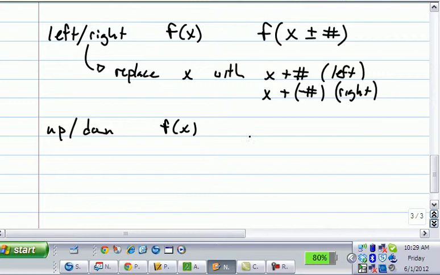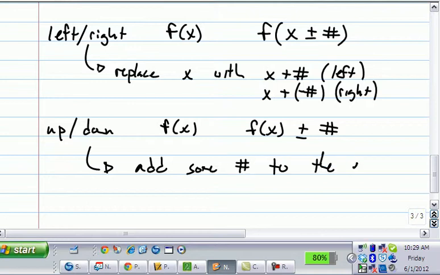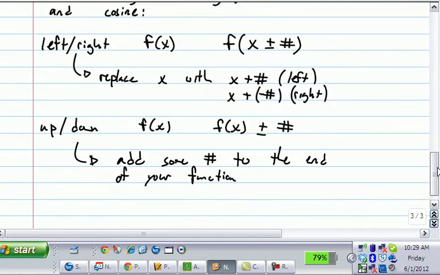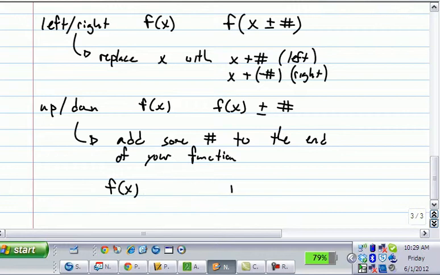Okay, the next one was up, down. So f of x becomes f of x plus or minus some number. This was add some number to the end of your function. So f of x plus 6, x squared plus 6. What's the transformation that occurred here? Up 6. All the vertical ones stay true to their sign. It's the horizontal ones that are always backwards. This is up 6. So these rules apply to the trig functions as well.